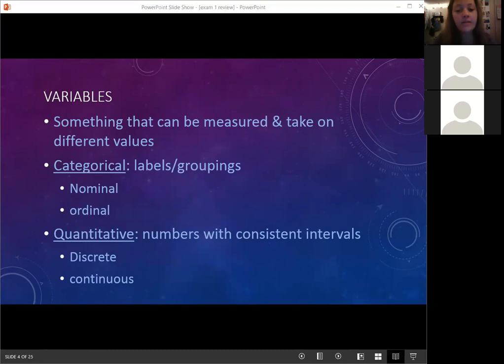And then quantitative are going to be our numbers with consistent intervals. So we have discrete, which are quantitative variables that have a value attached to them, but they can only take on a set number of values. In comparison, continuous can basically take on any number on that number line. That's the main difference there. So discrete can be things like people or cars, houses. Continuous are more measurements like weight, height, any type of measurement like that. So that's the difference there.